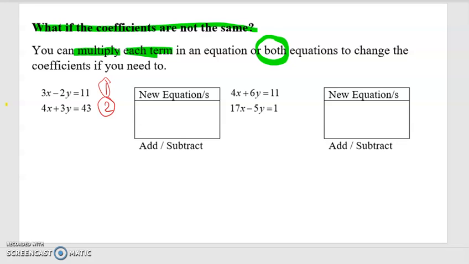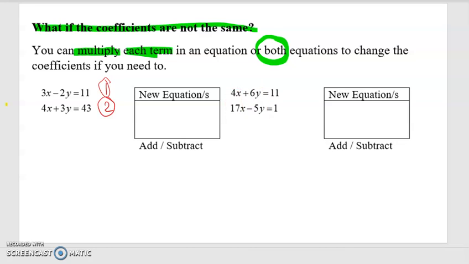For example, if I look over here, I can make both the x terms 12, or I could make both the y terms 6, or one 6 and one minus 6. And then I can add or subtract. Over here, I've got 4 and 17. I could make those into 68, but that's not as nice, I guess, as making the 6 and the 5 both into 30. So let's practice what we're about to do on the next slides.